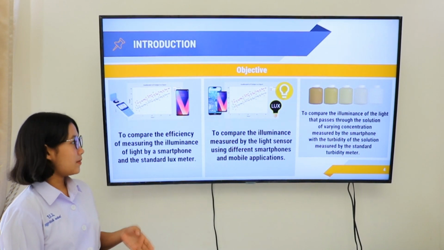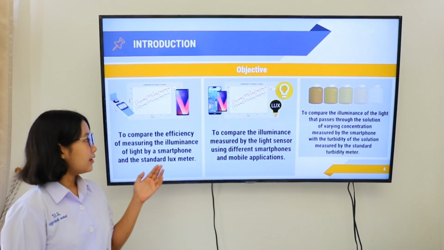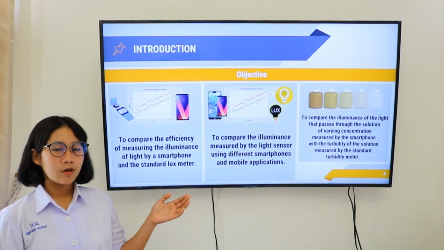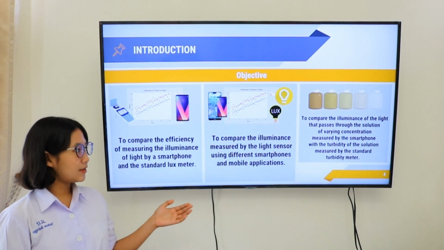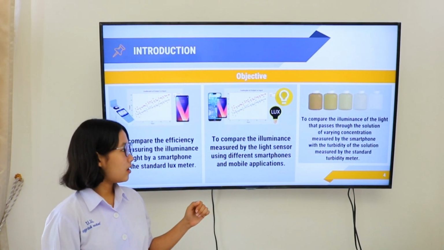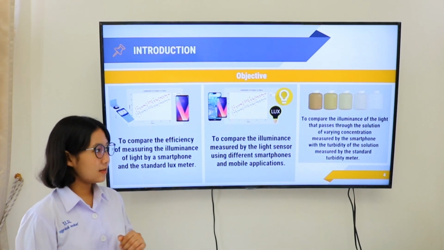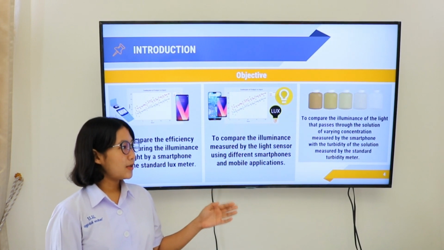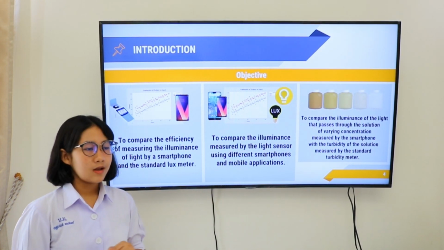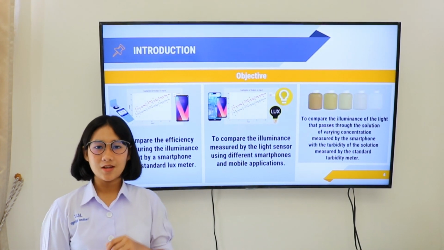My objective is to compare the efficiency of using the light sensor from a smartphone to measure the illuminance of light compared with the standard lux meter, and to compare the illuminance measured by the light sensor using different smartphones and using different applications, and to compare the illuminance of light that passes through the solution measured by the smartphone with the turbidity of the solution measured by the turbidity meter.